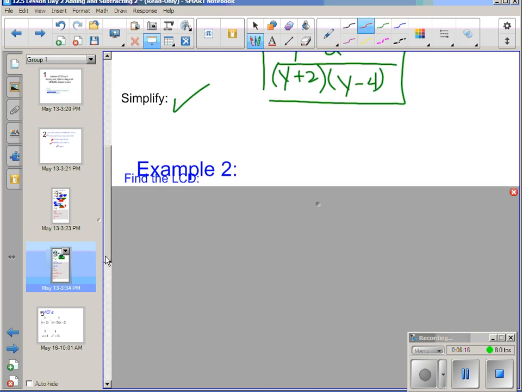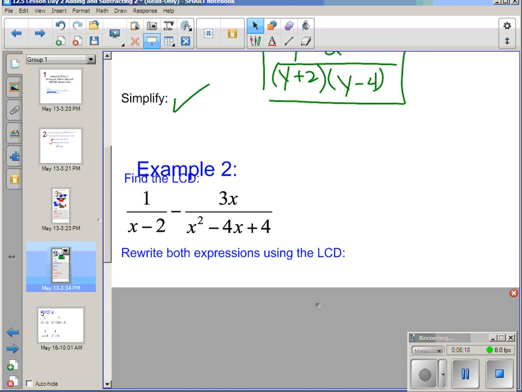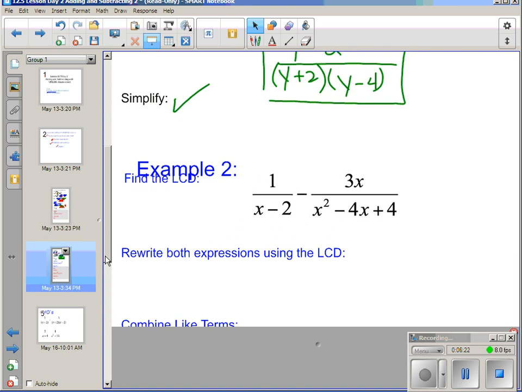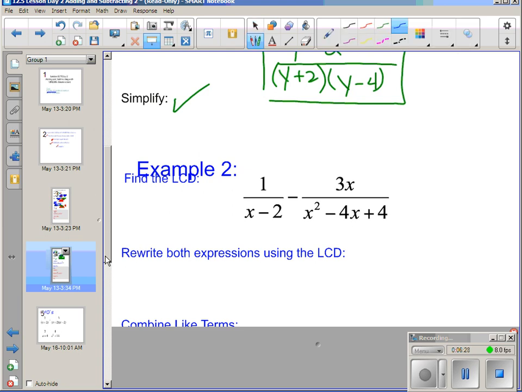All right, now I get to the last one, which you can probably guess is going to be the hardest one. And the reason it's the hardest is I need to factor, get a least common denominator, subtract them, and then probably do some simplifying. So step 1 is to factor that denominator. So go ahead and pause it and factor that.